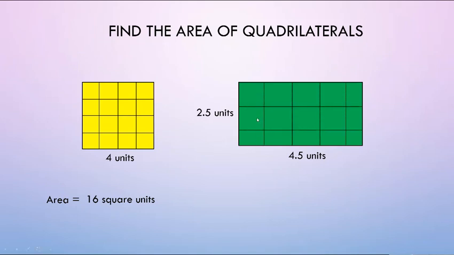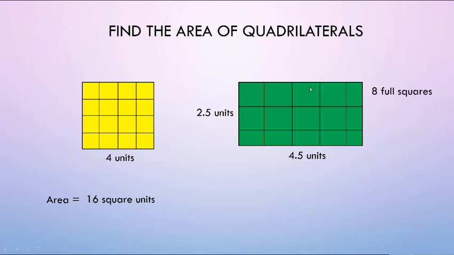So we have 4.5 square, and on this side, 2.5 square. So let's find how many we have together. So how many whole squares do we have? 1, 2, 3, 4, 5, 6, 7, 8. So we have 8 full squares.